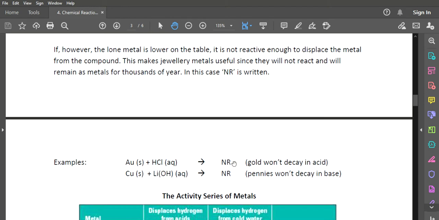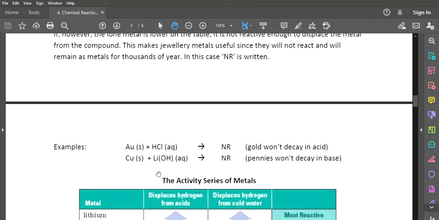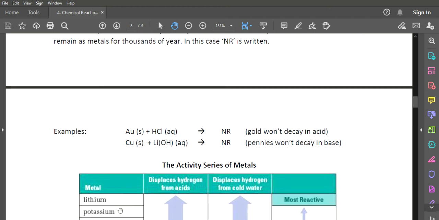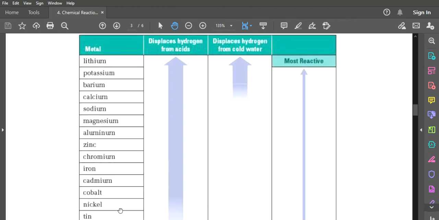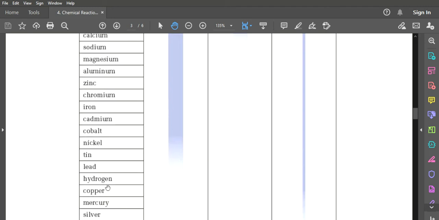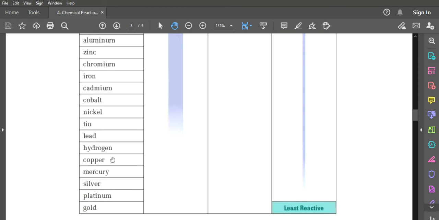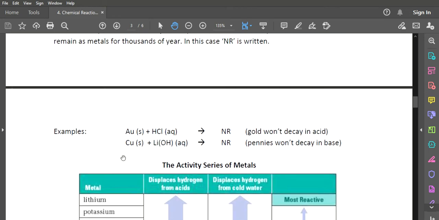Obviously, it doesn't react in order to be able to have that longevity. Let's see, copper, and we already know lithium's the very top thing, so no matter where copper is, it obviously can't replace lithium in this compound. So let's check. We have copper being right here. Okay, so copper is kind of near the bottom. You can see that all the jewelry metals are pretty much near the bottom, except for mercury. So copper, again, on its own at the end, because lithium is higher on the table.